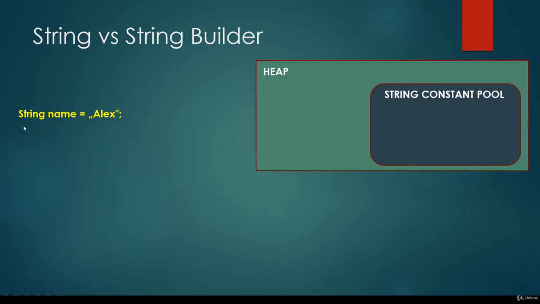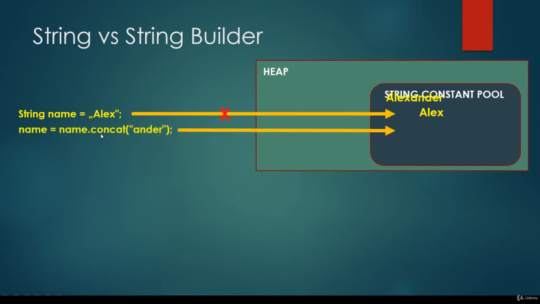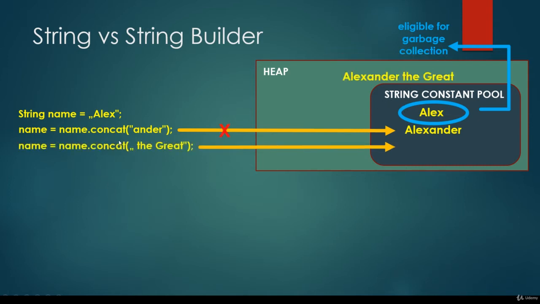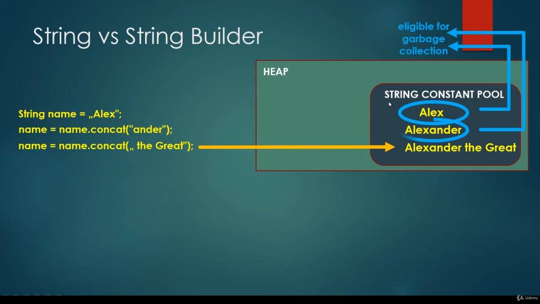For example, if we create a string with the value Alex, it is going to be created in the string constant pool. If we modify it with the help of concatenation, another string is going to be created in the string constant pool. In this case, because there is no active reference to Alex, it is eligible for garbage collection. If we make another concatenation, Alexander the Great, again there's going to be a new string in the string constant pool. There's not going to be an active reference to Alexander, which means that it is eligible for garbage collection. So this is the case if we are dealing with strings.